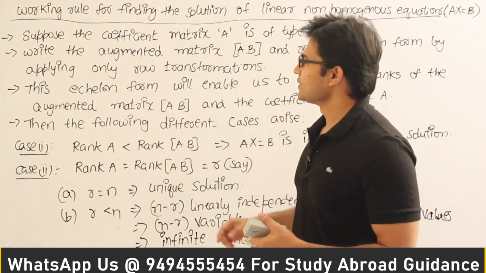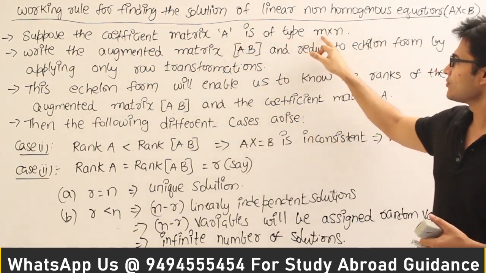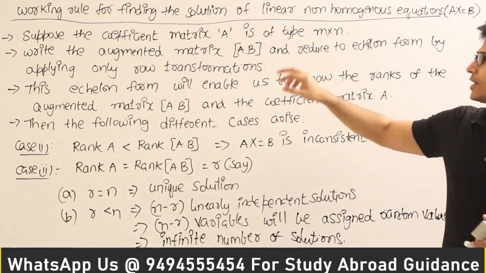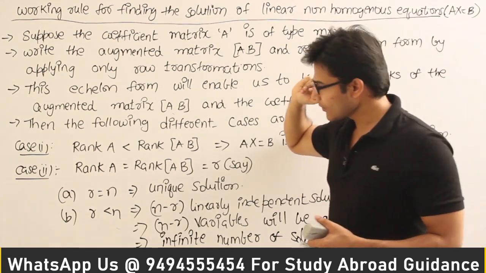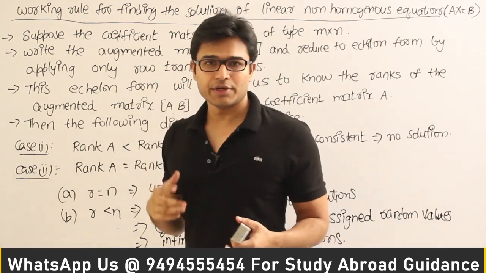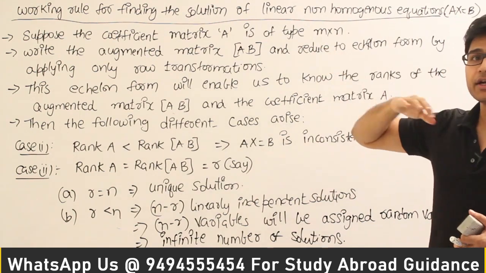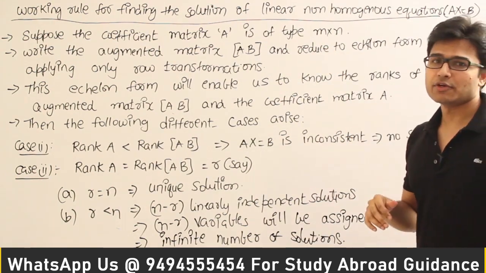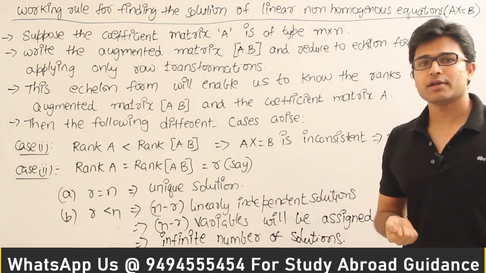Okay. So first thing is, let us assume that the coefficient matrix A is of size m by n, which means m equations are there and n unknowns are there. So that is the meaning of m by n, right? So what is the coefficient matrix? m rows, because there are m equations, and then n columns, because there are n unknowns.